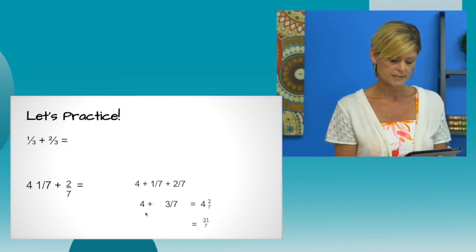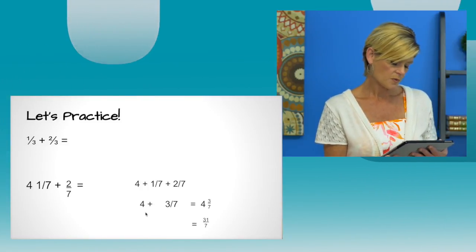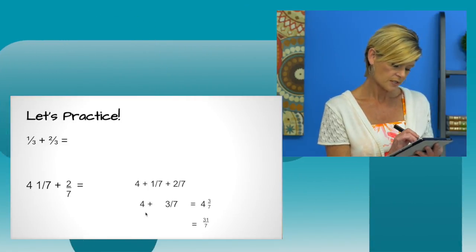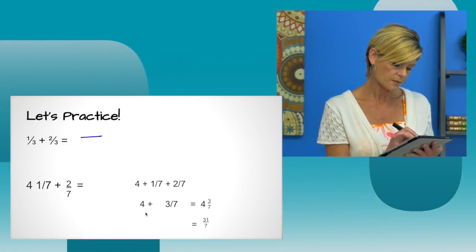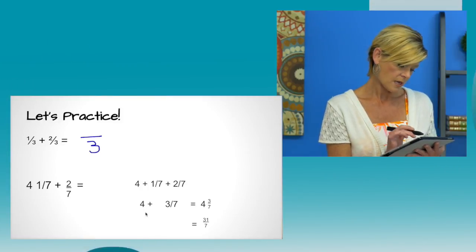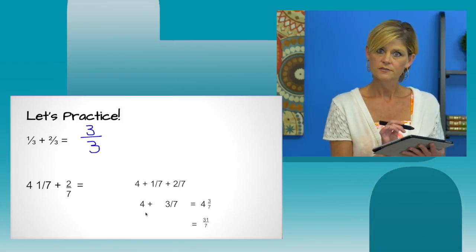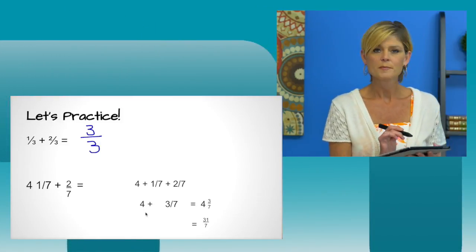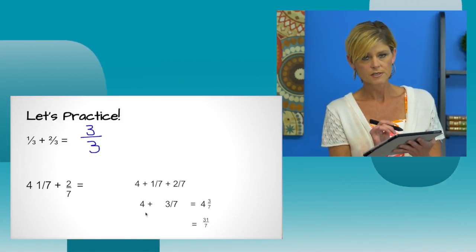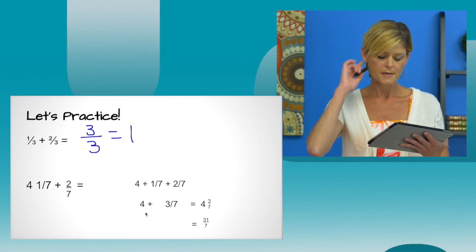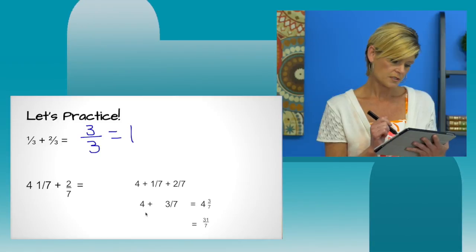Are you ready for some practice? Okay, the first one we have is 1/3 plus 2/3. This one's super easy because we already have a common denominator of 3. And now we have 1 plus 2, which gives us 3 over 3. Hopefully you remember that any number over itself, like 3 over 3 or 7 over 7, is going to be 1.